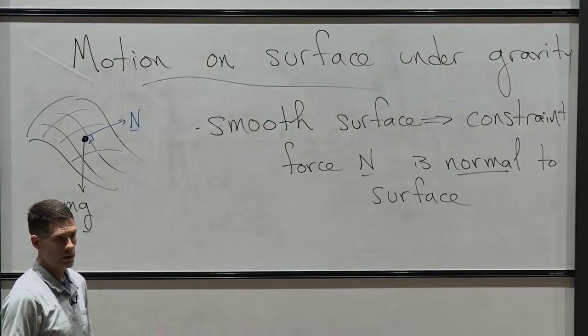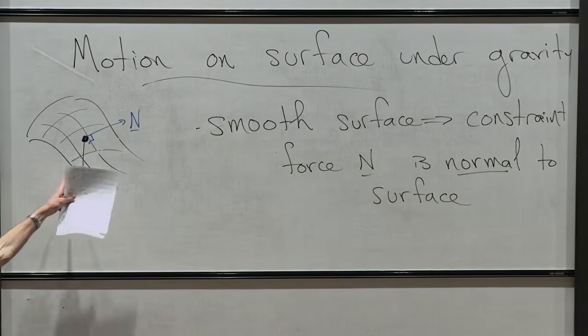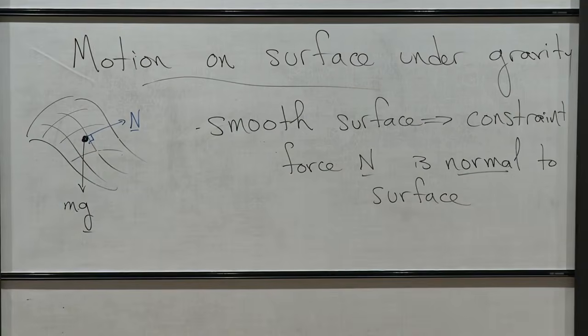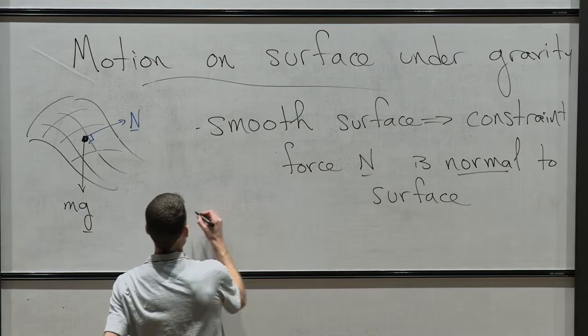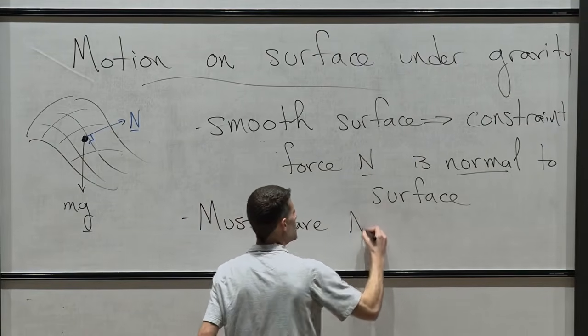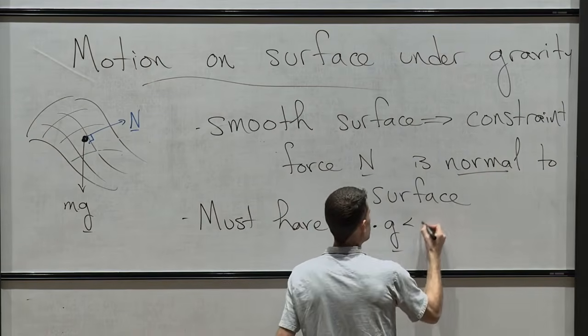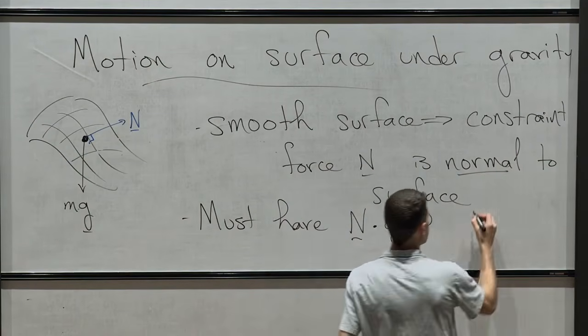One way to express the condition that N doesn't flip is that you can see it in the picture: at any given time, N should be pointing in the opposite direction from gravity. If N ever has a positive dot product with gravity, then things have flipped and the surface is now grabbing instead of pushing. So I must have N dot g negative, otherwise.